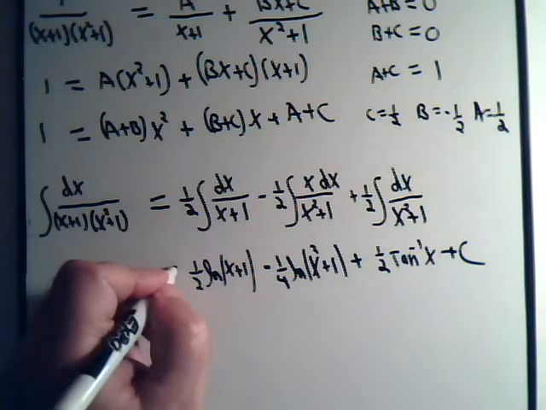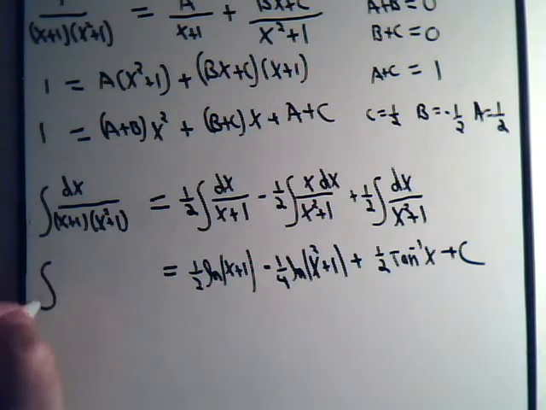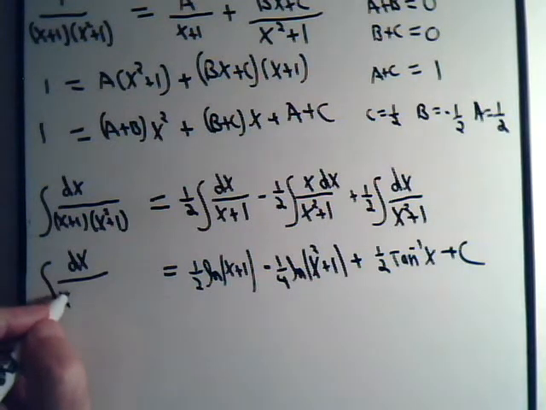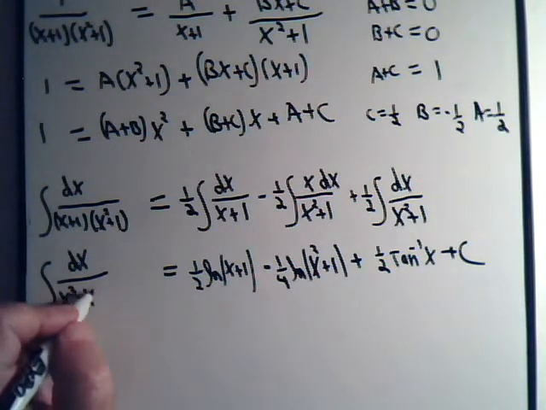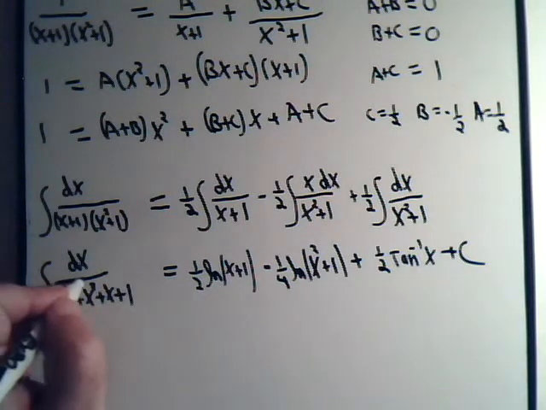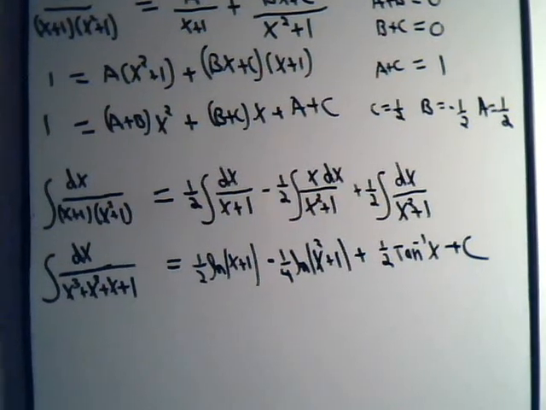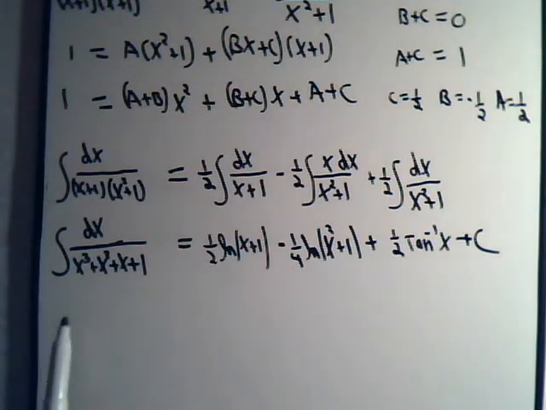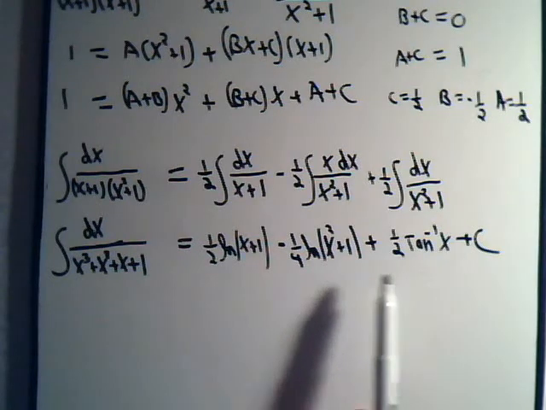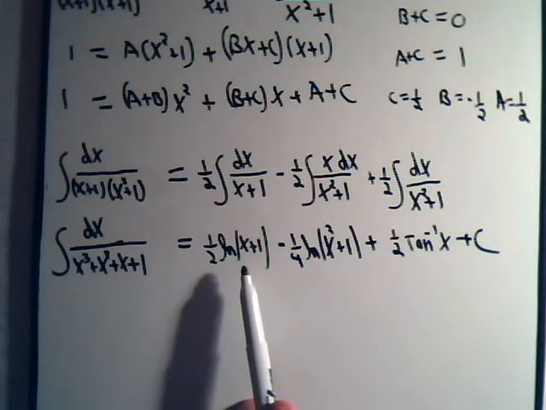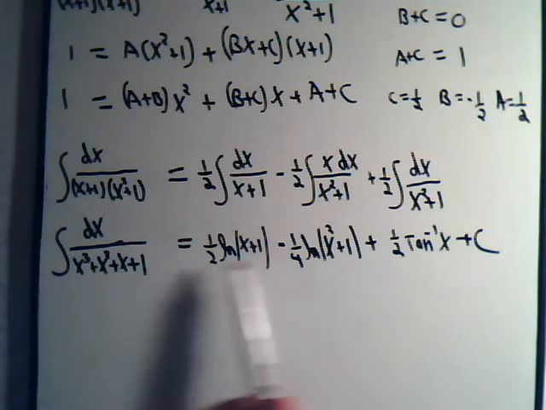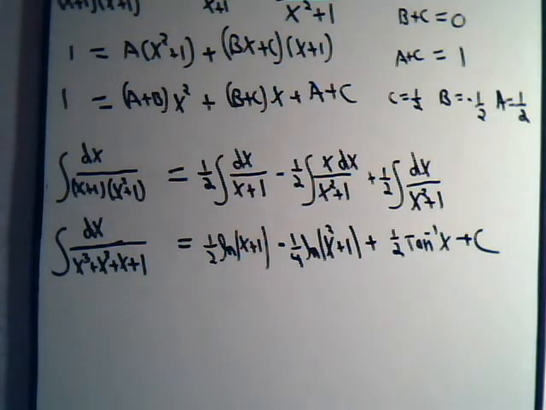So let's see, this was equal to dx over x cubed plus x squared plus x plus 1. And clearly, if we had this integral here, it would not be obvious at all that this right here would be the solution to it. But we factored this out, used the method of partial fractions, and everything pretty much just falls right into place.